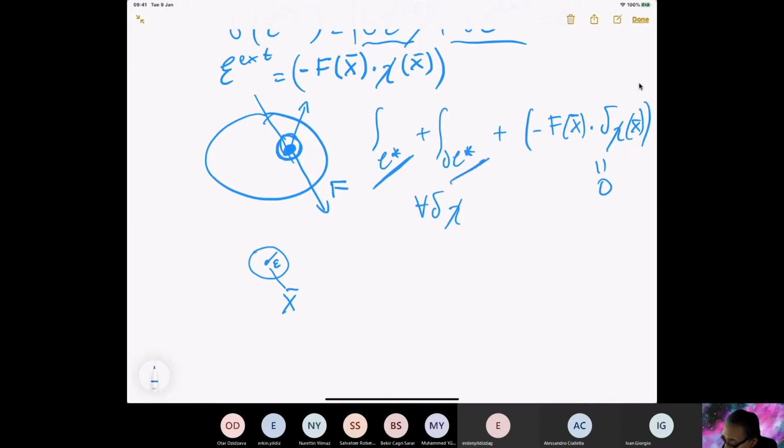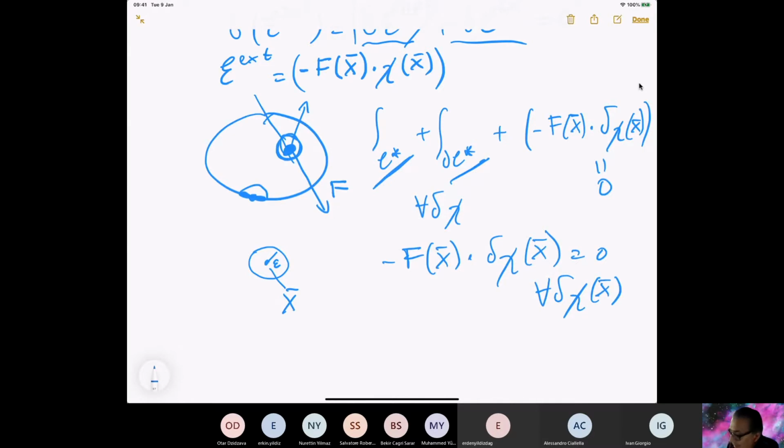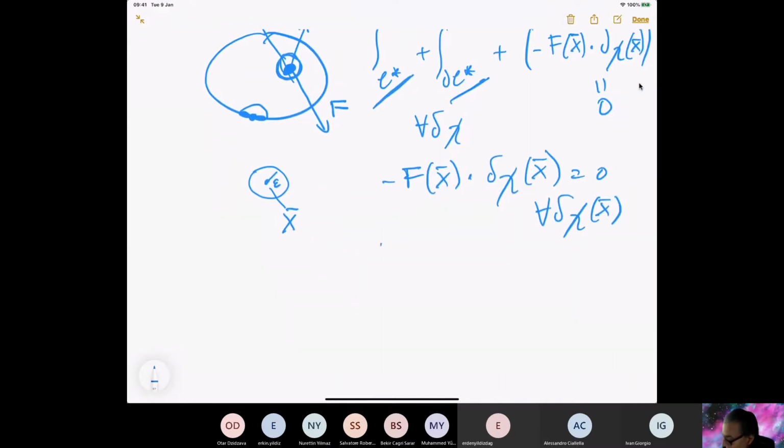If you are not in the interior, you are on the boundary, this surface integral goes with epsilon square. So when you calculate the limit for epsilon tending to 0, you are left only with f of x bar dot delta chi x bar equals 0 for every delta chi x bar. And this is an apparent paradox, because at the end, we prove that the external force is 0. So why this apparent paradox has to be considered?